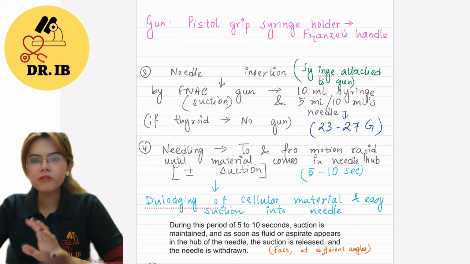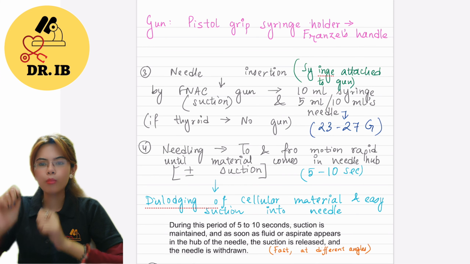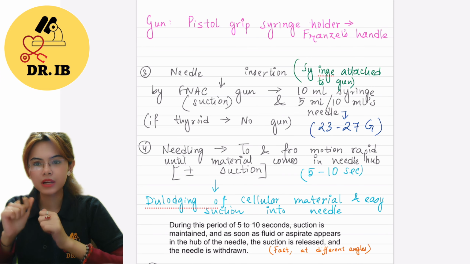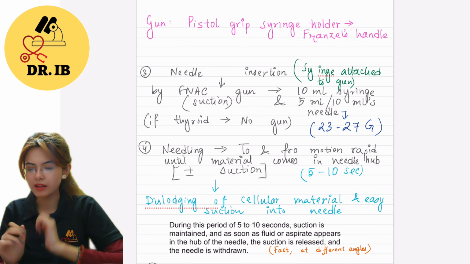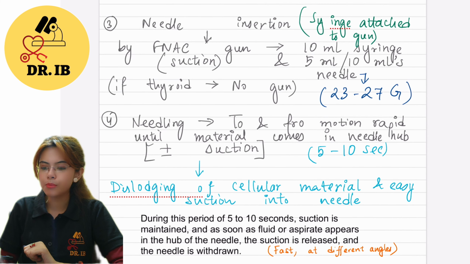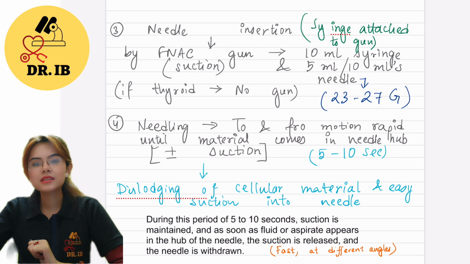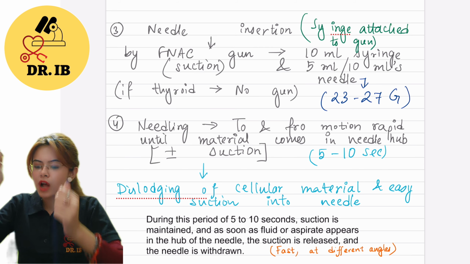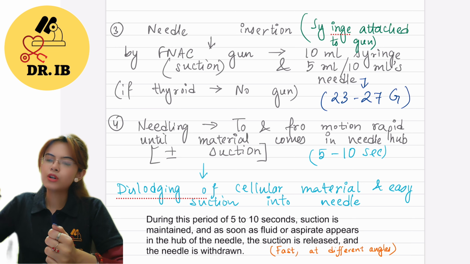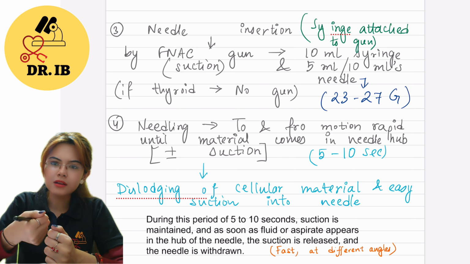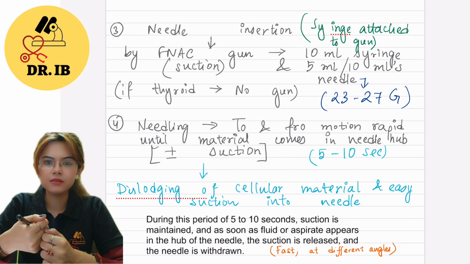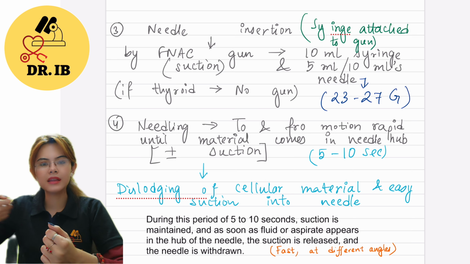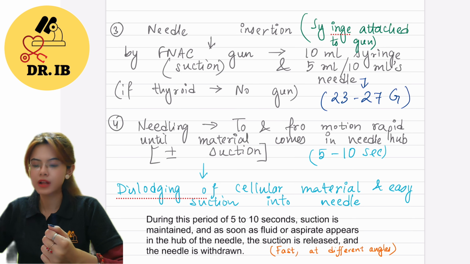Okay, so what you have to do is properly put the syringe in the gun and make things ready before you start the procedure. Now you're going to insert the needle, the syringe attached to the gun. So now you have to give the suction. Once you enter your needle inside the lump, then you have to pull the handle, and that is the suction that you're giving.